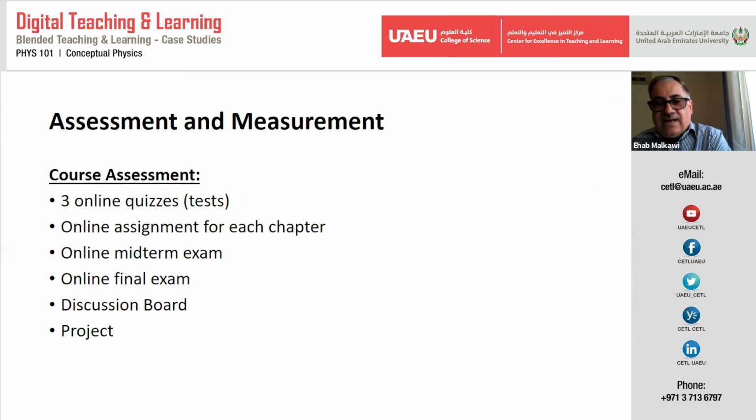Now, for assessment or measurement, we have several things to do, as I explained some of them. We have online quizzes or tests, like 3 of them. We have online homework for each chapter. We have midterm and final exams, which are all online. We have a discussion board, which is graded based on participation, and we have a project. So lots of activities, and we distribute the grades across all of these.